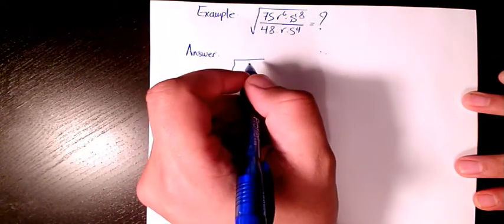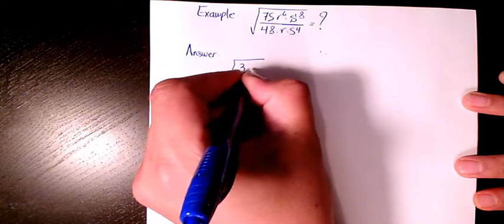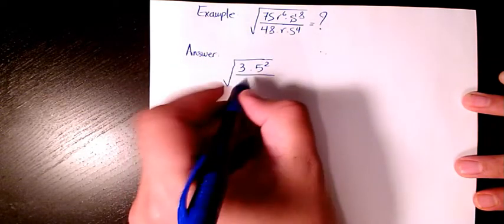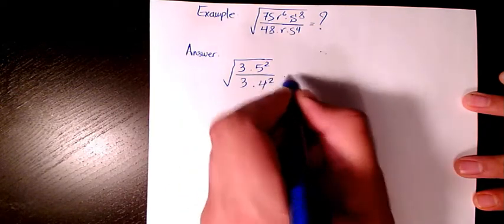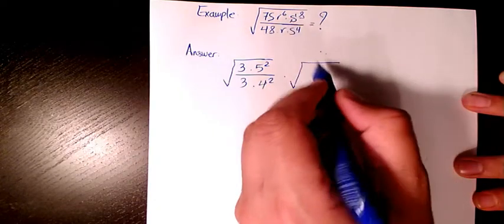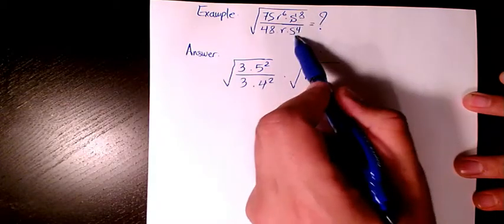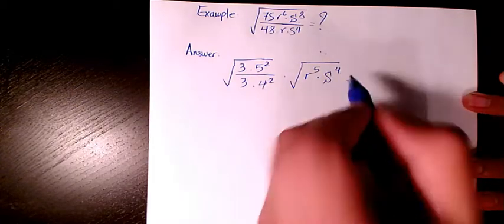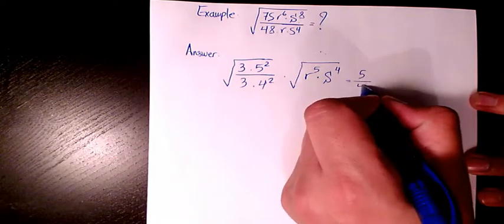75 is 25 times 3, and 25 is 5 squared. So it's going to be 3 times 5 squared, divided by 48, which is 3 times 16, which is 4 squared. Then we have r to the power of 6 divided by r, which is r to the power of 5. s to the power of 8 divided by s to the power of 4 is s to the power of 8 minus 4, which is 4. These 3 and 3 cancel out. It will be 5 over 4.